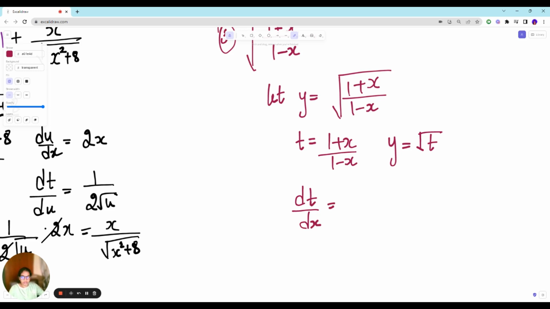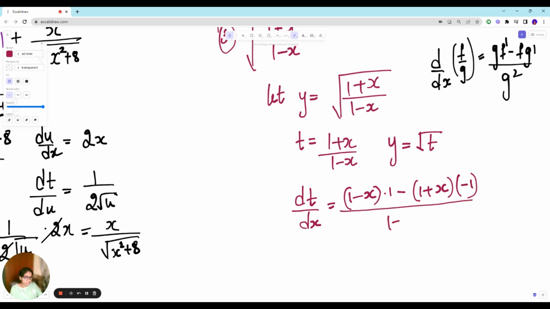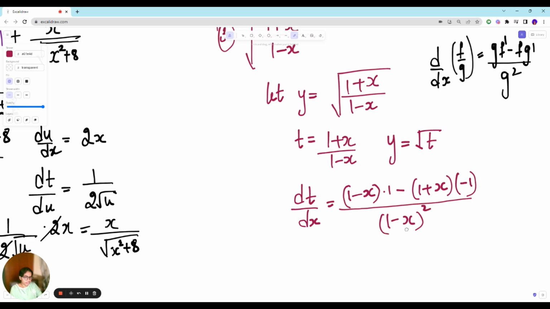What does the quotient rule say? The formula of quotient rule, that is d by dx of f divided by g, was: keep denominator as it is, differentiate the numerator, minus the numerator as it is times the derivative of the denominator, divided by denominator square. So now what do I do? Let me write down the denominator, 1 minus x, as it is. What is the derivative of the numerator? It is 1. Agree? Minus, write the numerator as it is, and derivative of the denominator is negative 1, divided by 1 minus x the whole square.